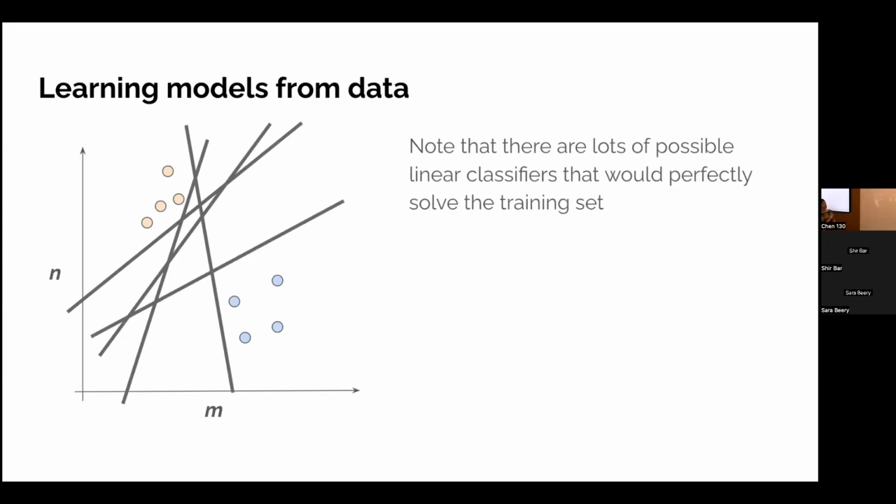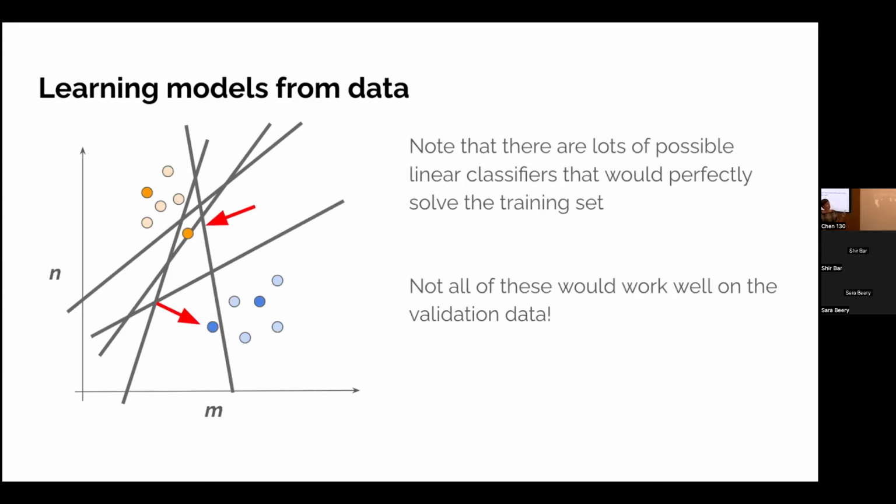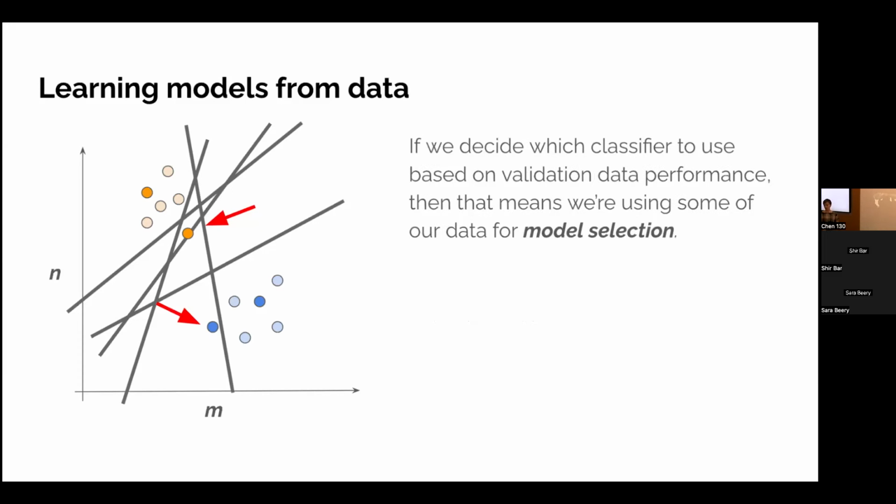But it's also important to note that there are many possible solutions to this small problem. And not all of those solutions, which would have perfectly solved the training data, where we would have gotten all of the colors correct, would actually work well on that validation data. And so this idea of choosing which model, out of the many that are technically doing very well on our training data, is the one we actually want to deploy, that's called model selection.